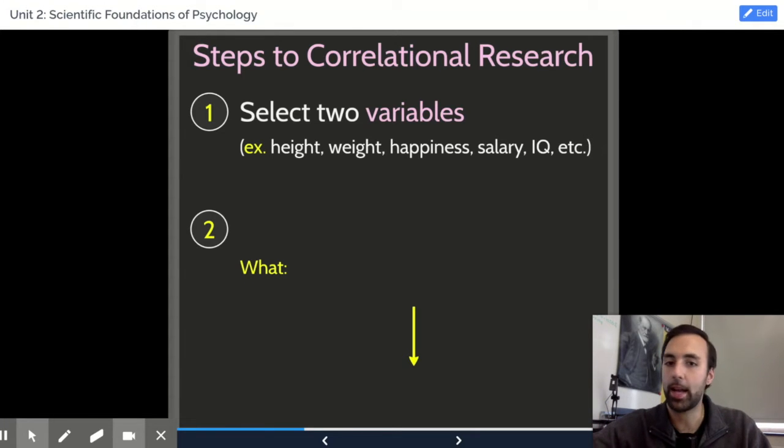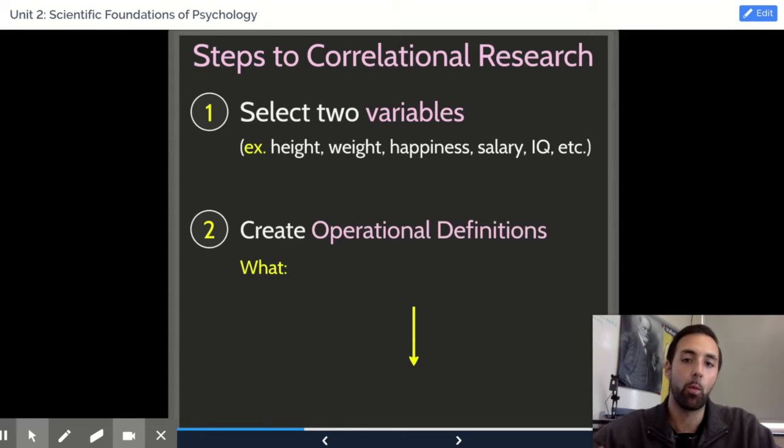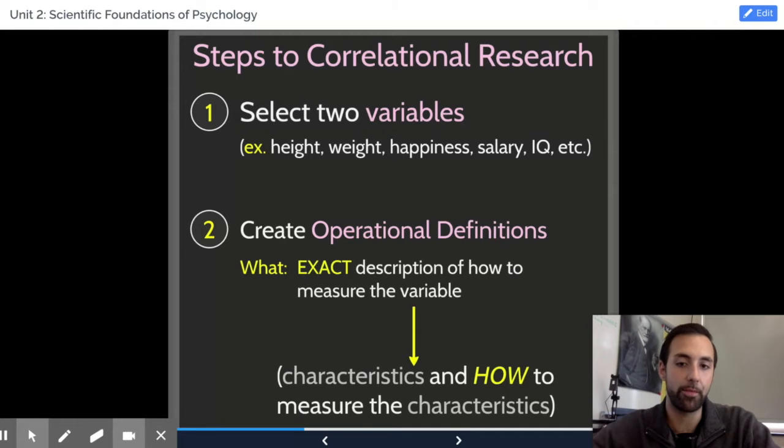So you can evaluate height, weight, happiness, salary, you could get IQ scores, you could get a self-esteem value, you could get the amount of hours a week on average you study, the amount of hours a week on average you sleep, the amount of days per week that you work out, whatever it might be. Once you've determined your variables, height, weight, exercise, whatever it might be, you need to produce what are called operational definitions.